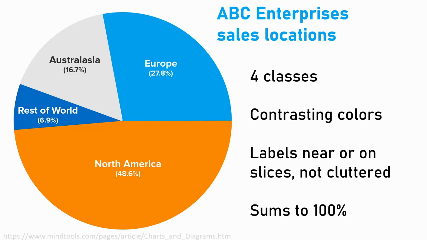Now this is good. This is location of sales for a company called ABC Enterprises. We can see this as a nominal level measure. We just have the names of different regions. We have just 4 classes: Australasia, Europe, North America, and then the rest of the world. We have nice contrasting colors so we can easily tell one piece of the pie from another, and the labels are right on the slices so our eyes don't have to jump around a lot to make sense of what we're seeing. And of course, the whole pie sums to 100% of all the sales.